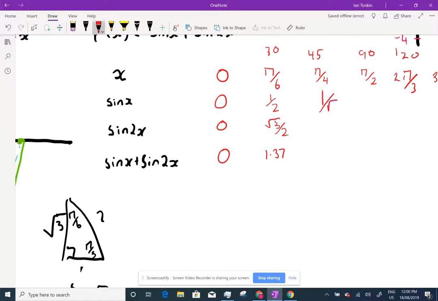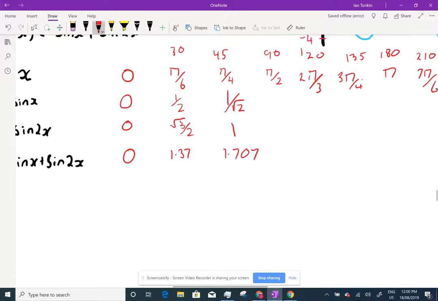Now if I do 45, that's 1 on root 2. And that becomes sine 90. Now sine 90 is 0? Yeah? Sine 90, oh no, it's not. Sine 90 is 1. So 1, and 1 plus 1 on root 2 is 1.707. So you see it gets pretty close to 2, but it doesn't.